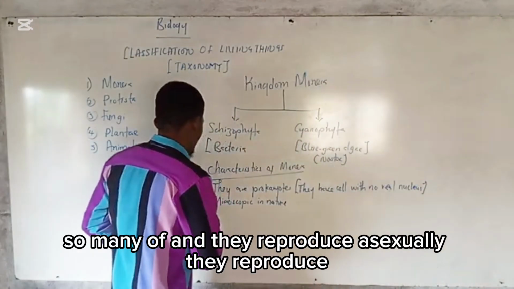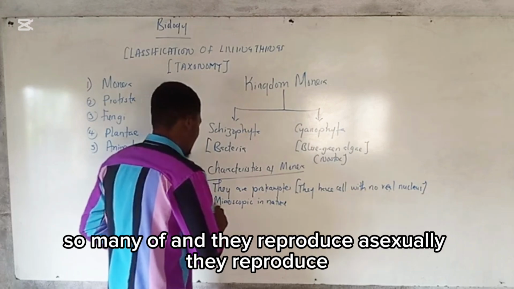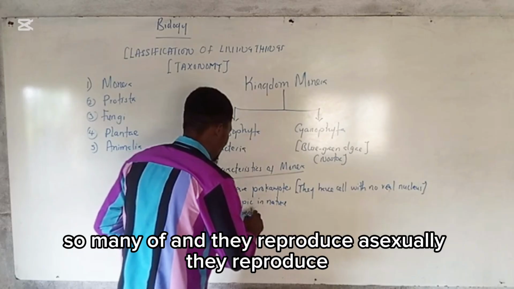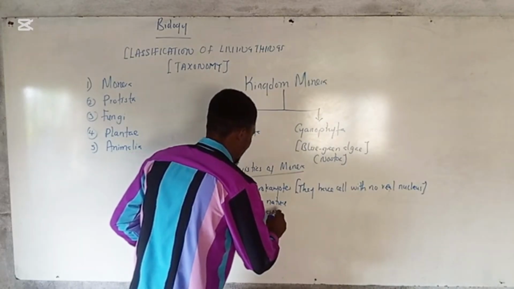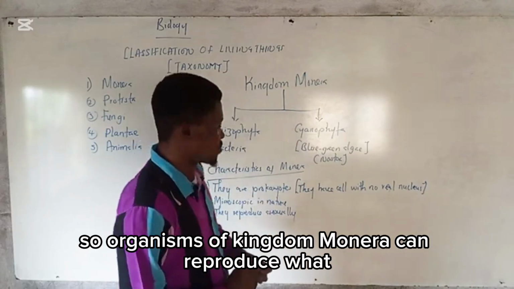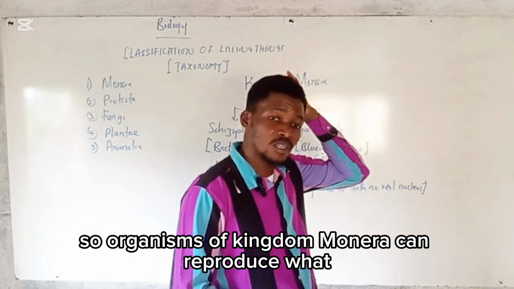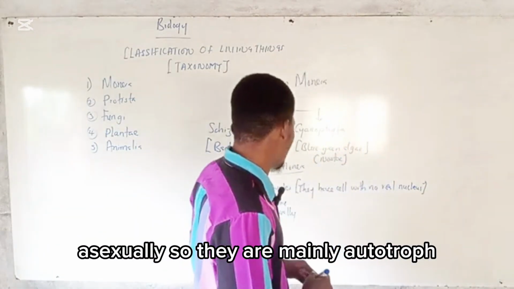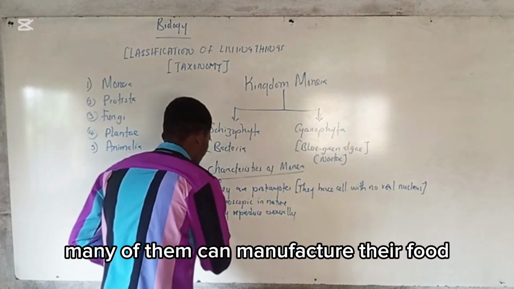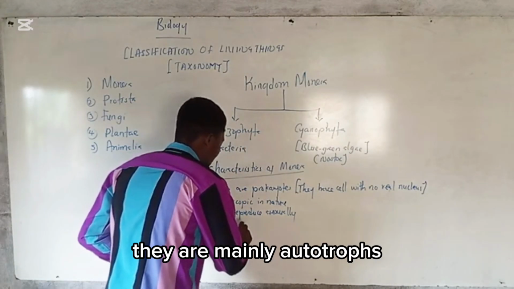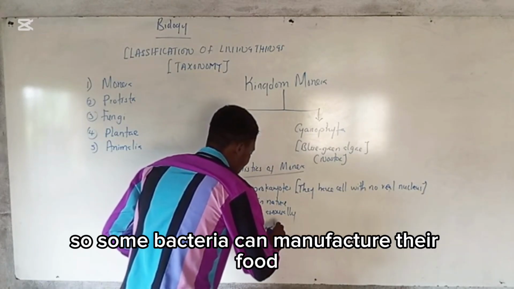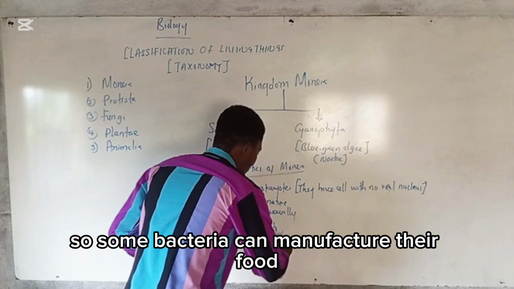Okay, and they reproduce asexually. So organisms of kingdom Monera can reproduce what? Asexually. So they are mainly autotrophs. Many of them can manufacture their food. They are mainly autotrophs. So some bacteria can manufacture their food.